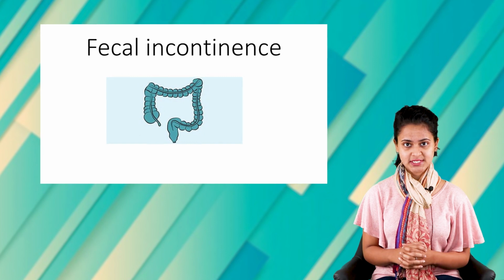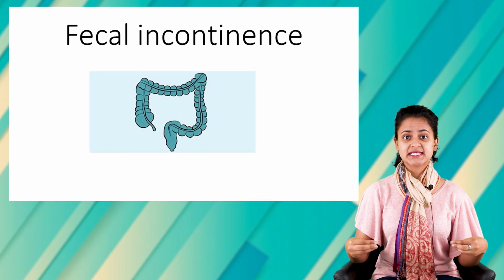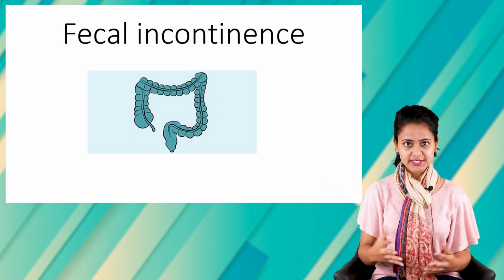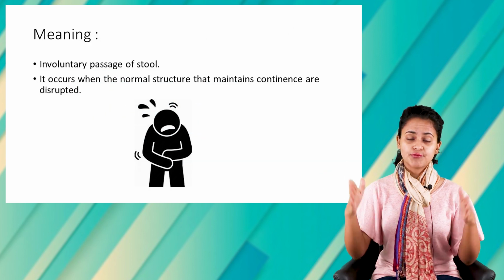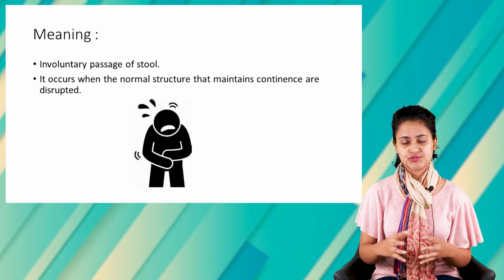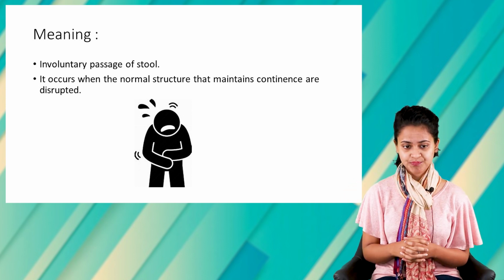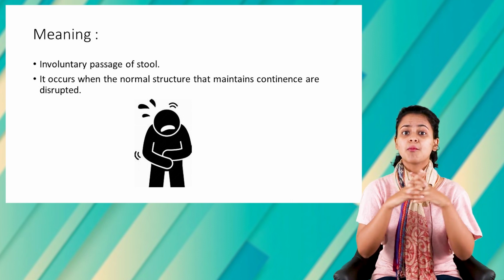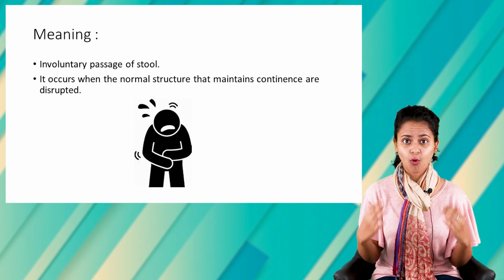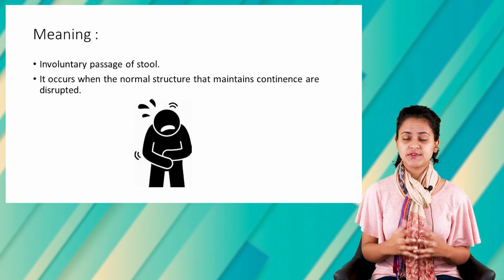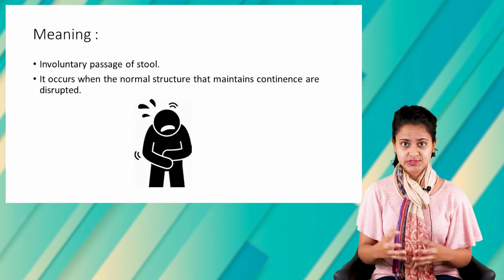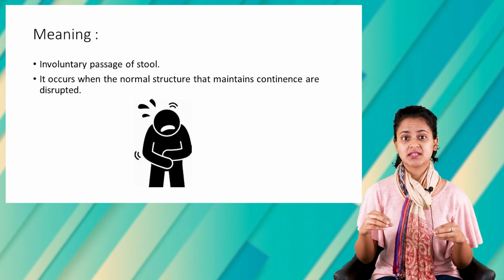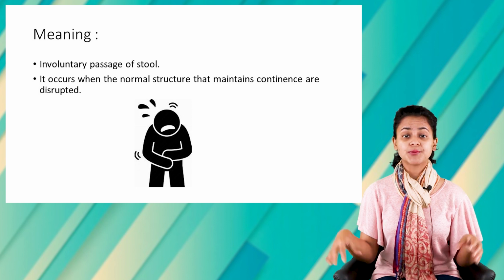In today's session we are going to learn the next topic of incontinence, that is fecal incontinence. As in urinary incontinence, which is basically an involuntary passage or leakage of urine, in the same way fecal incontinence stands for an involuntary passage or leakage of stool. It occurs when the normal structural and functional ability of the part which controls defecation is disturbed. As we know, the nervous system and the muscular system control the anal sphincter and the passage of stool, basically the process of defecation.